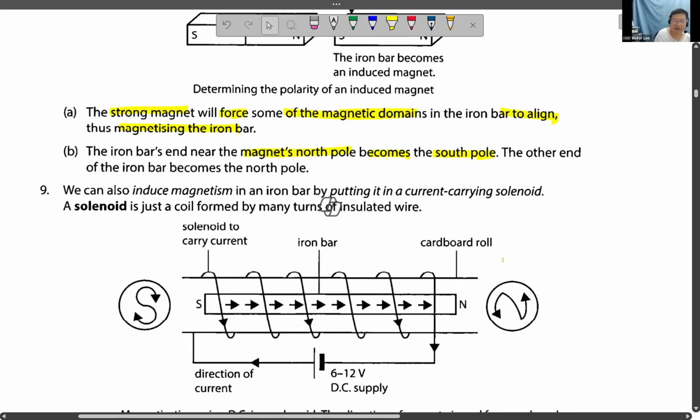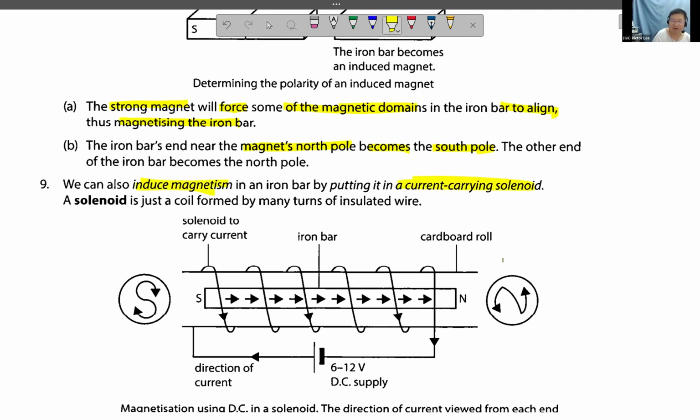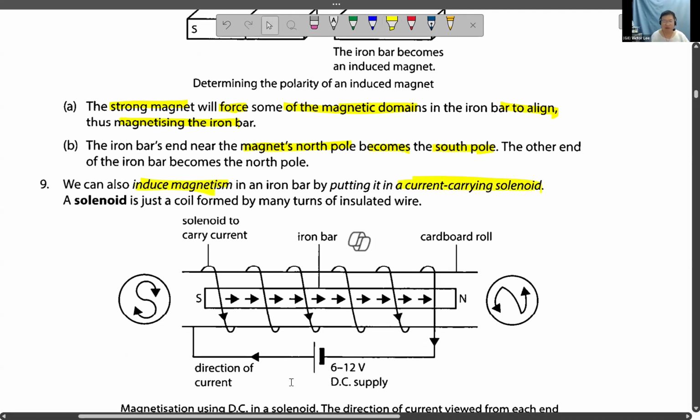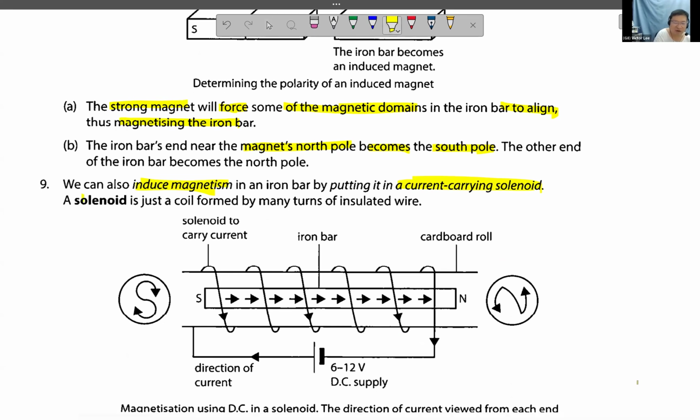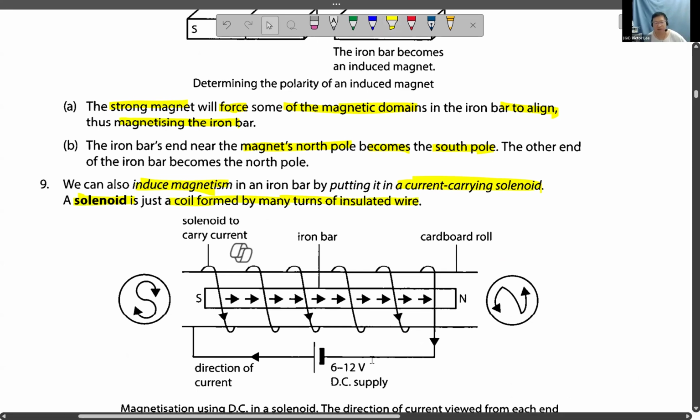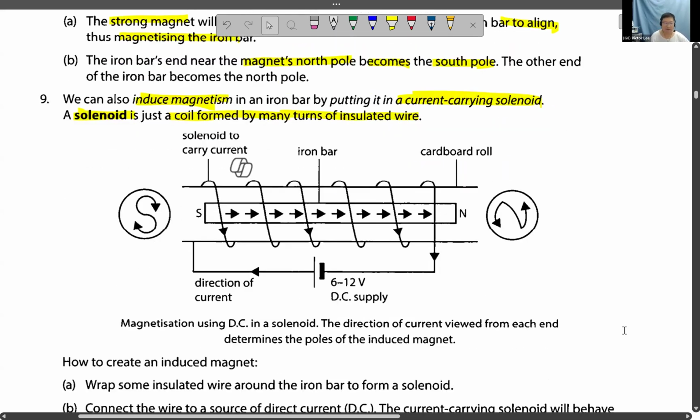We can also induce magnetism by putting it in a current-carrying solenoid. So what is this solenoid? Look carefully: the current flows to the back, to the front, back to the front, and so on. All these currents flow in one direction and produce a magnetic effect. A solenoid is just a coil formed by many turns of insulated wire. These are the different turns, and when you switch it on, you produce magnetism: one side north, one side south. Any question?